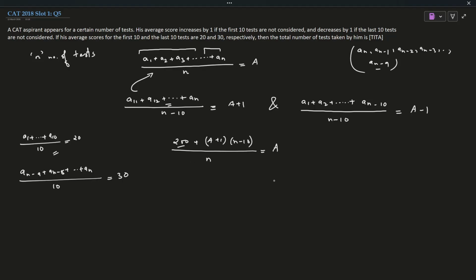This is the equation. From here I can say 200 plus an minus 10a plus n minus 10, right, is equal to an, and an will get cancelled. So I will get n is equal to 10 times a minus 190, minus of 190, right? This is plus 100 minus 110. This is the value of n.